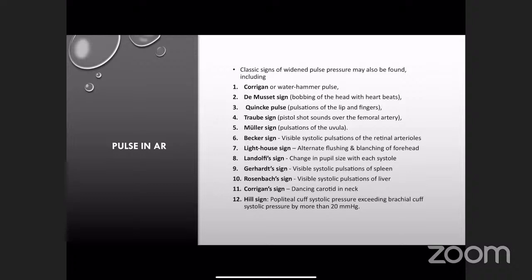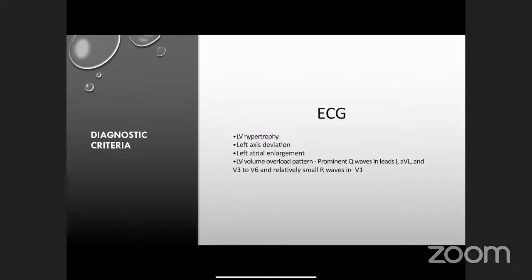arterioles, and lighthouse sign, alternate flushing and blanching of the forehead, Landolfi's sign, the change in pupil size with each systole, and Gerhardt's sign, visible systolic pulsation of the spleen, Rosenbach's sign, visible systolic pulsation of the liver, and Corrigan's sign, dancing carotids in the neck, and Hill's sign, popliteal cuff systolic pressure exceeding brachial cuff systolic pressure by more than 20 millimeters of mercury.